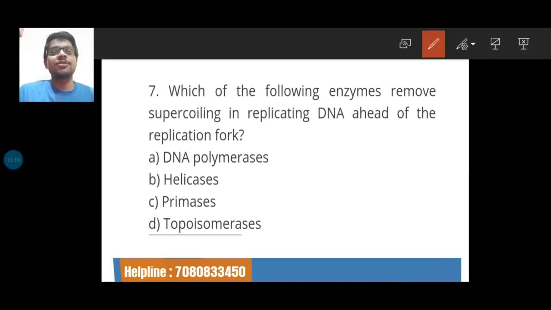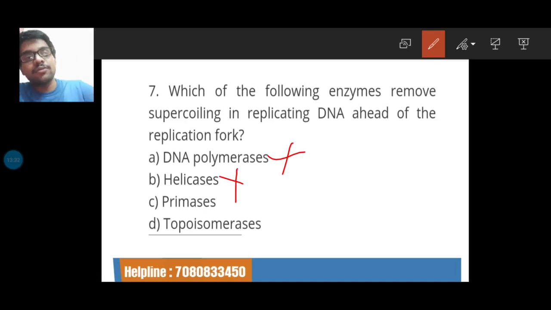Now look at this question. Which of the following enzymes removes supercoiling in replicating DNA ahead of the replication fork? First one is DNA polymerase. No, DNA polymerase doesn't do that; that enzyme adds dNTPs to the new daughter strand. Second one is DNA helicase. No, that enzyme is involved in unwinding of DNA. Third one is primase. No, that enzyme synthesizes the RNA primer which is required by DNA polymerase to add dNTPs to the daughter strand. Fourth one is topoisomerase. Yes, this is the correct answer.